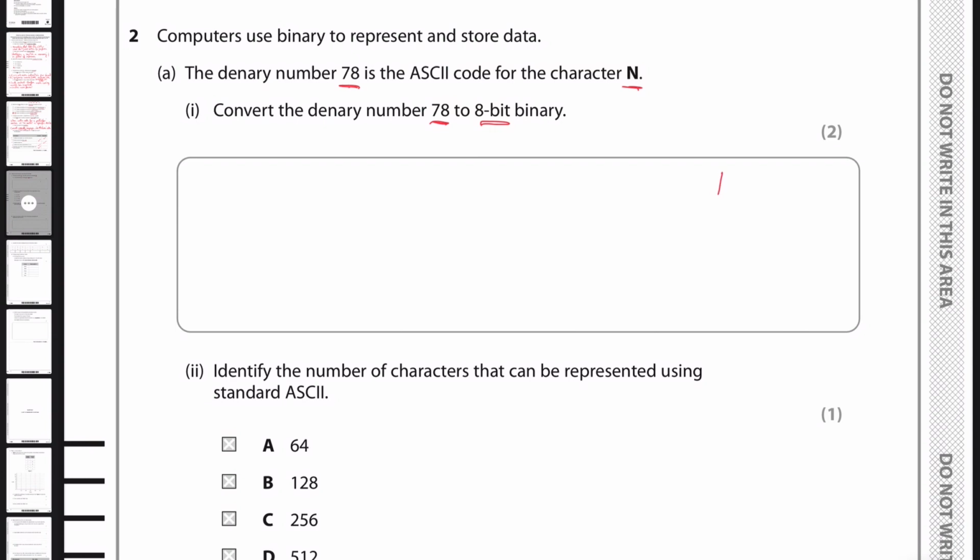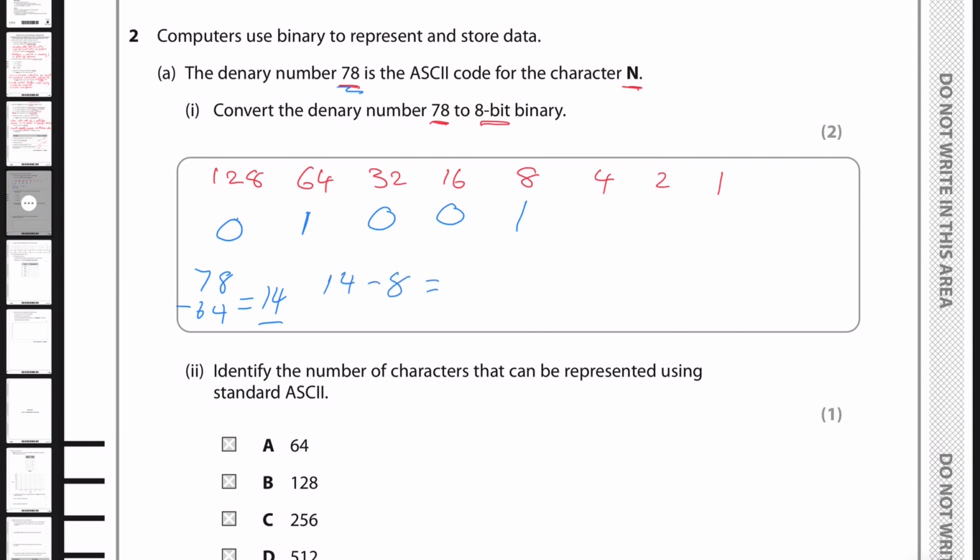So what I'm going to do here is write 1, 2, 4, 8, 16, 32, 64, 128. Basically 8 different numbers. Do we have any 128s? No. 64 will go into 78. So 78 minus 64 would equal 14. We have 14 left. So 32 doesn't go into 14, 16 doesn't go into 14, but 8 does. So 14 minus 8 equals 6.